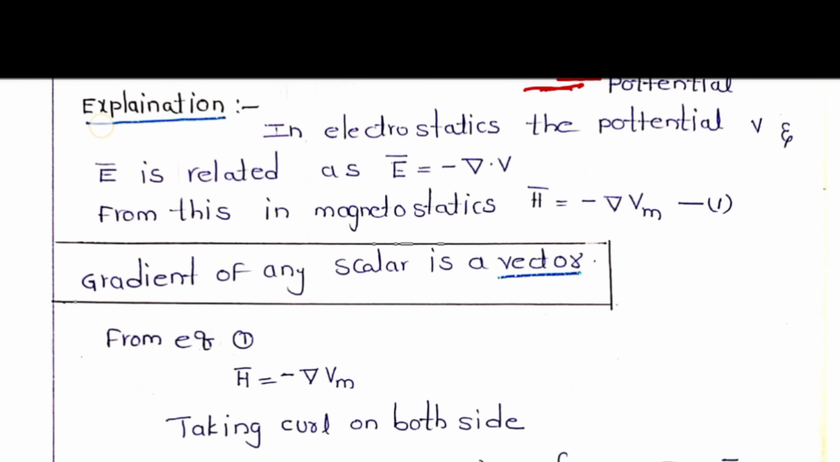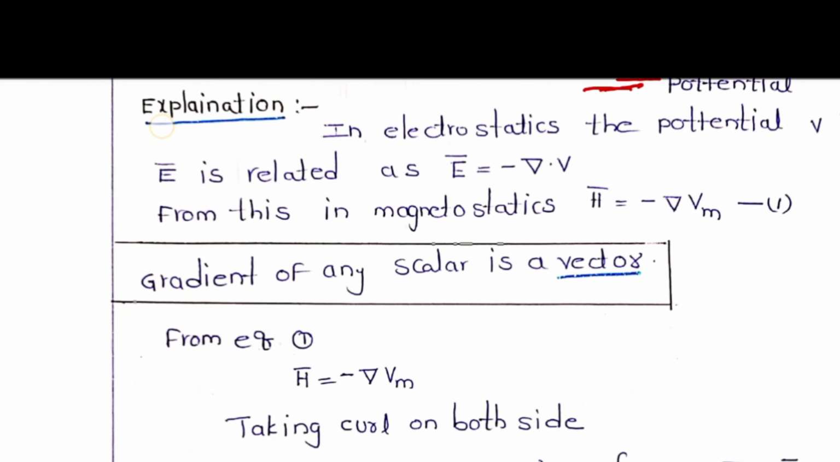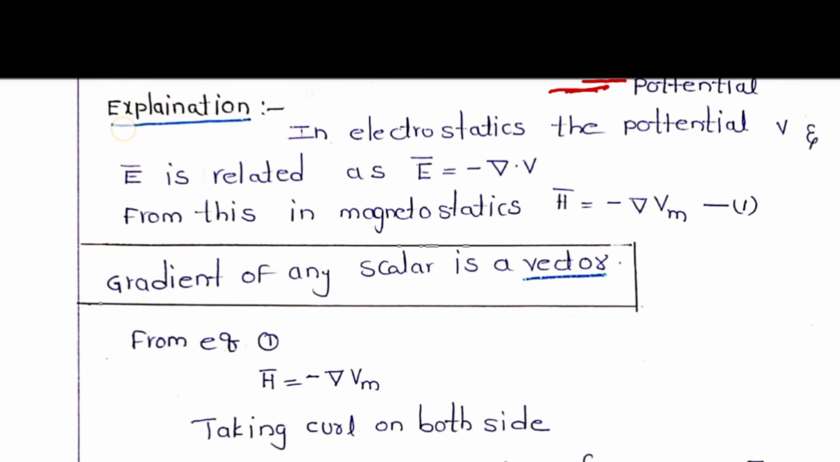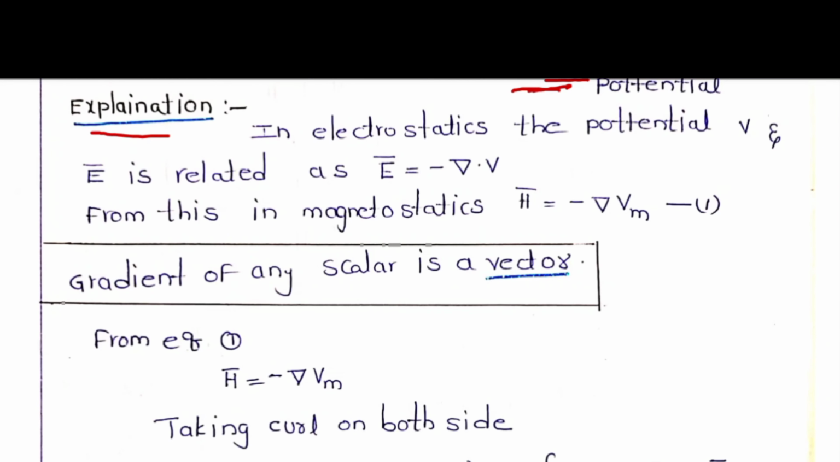Now we go for the explanation of scalar magnetic potential. So far we gave only the definition. If you know the explanation, you can easily understand. But you have to concentrate and listen. If you are not listening properly or are skipping the video, then you can't understand.